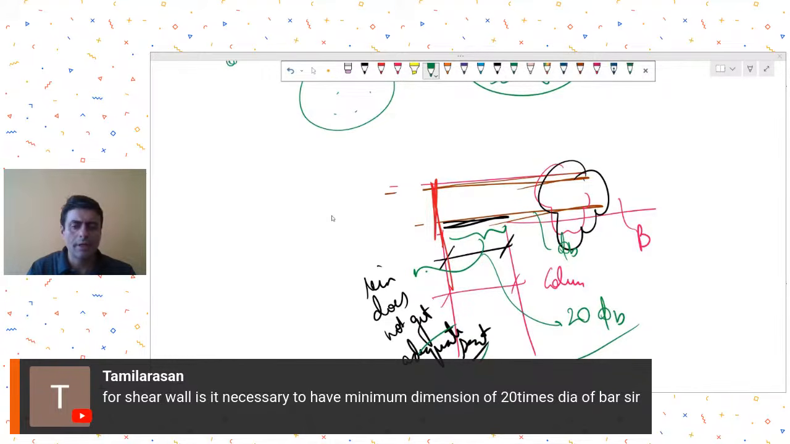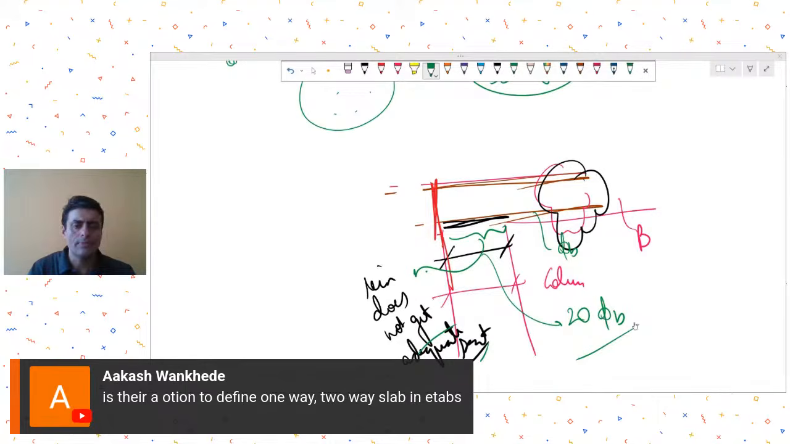So in the upcoming revision of 13920, you will see these changes, that even for walls, they will require these criteria to be satisfied: the 20 dia criteria, or the moment capacity ratio criteria, or joint shear criteria. All those requirements will have to be satisfied for walls also.